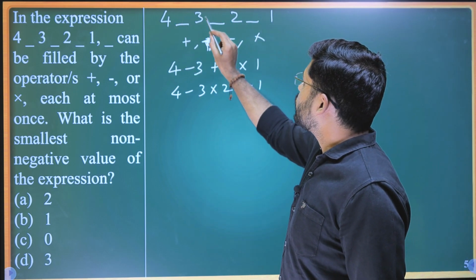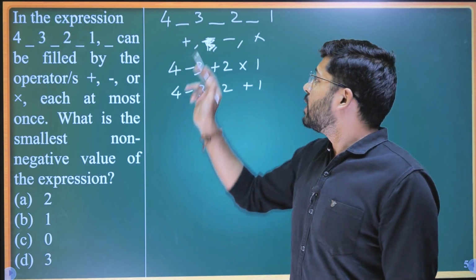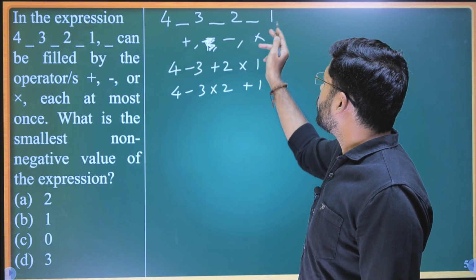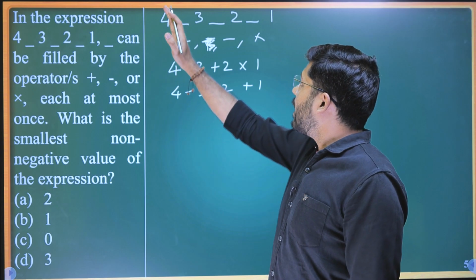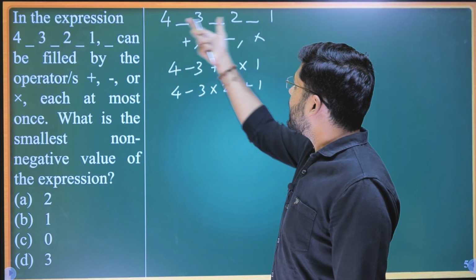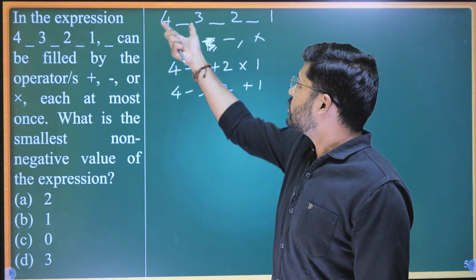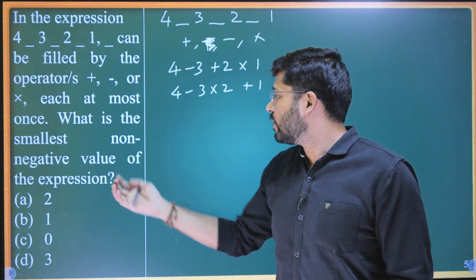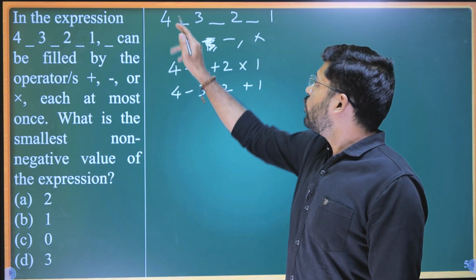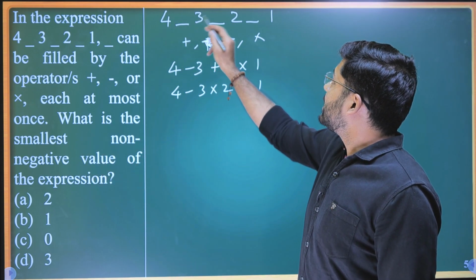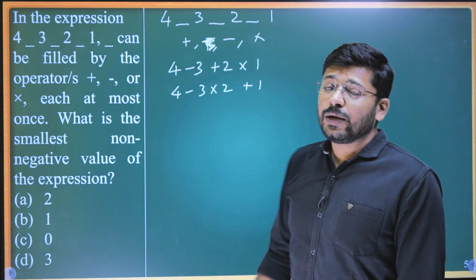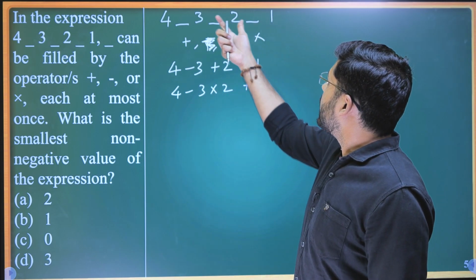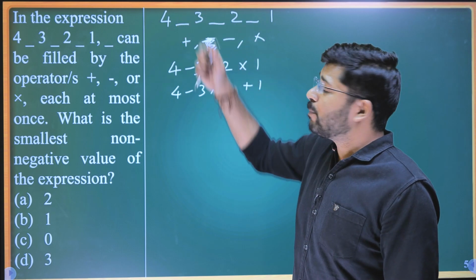However, if you used plus here, 4 plus 3 would be 7. 3 plus 2 would be 5. 2 plus 1 would be only 3. So, since the numbers are in decreasing order, if you used plus or into here, that will give us a big value. But we are looking for small value. 4 into 3, that would be 12. 3 into 2, that would be 6. 2 into 1, that would be only 2. So we will keep plus and into here, and we will keep minus here.